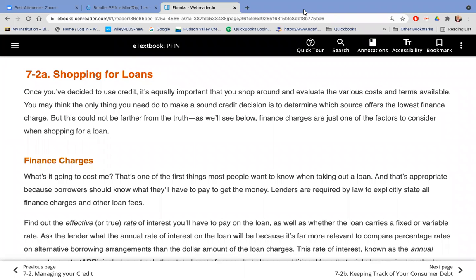Hi, learning objective 2 in chapter 7 deals with a couple of simple issues. The first one is about where to shop for loans. Well, again, you're shopping because loans have a price, they have terms, they have other things. So you might as well shop around to see who will give you the best price.